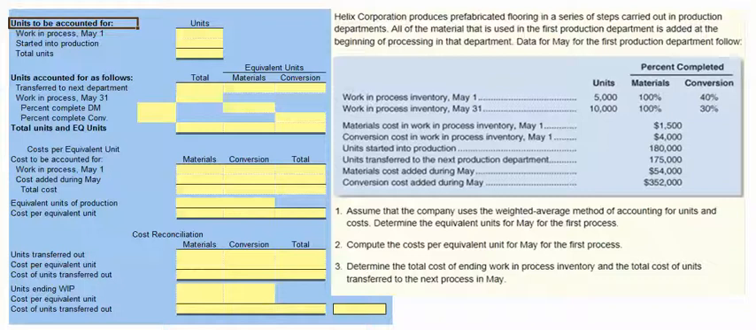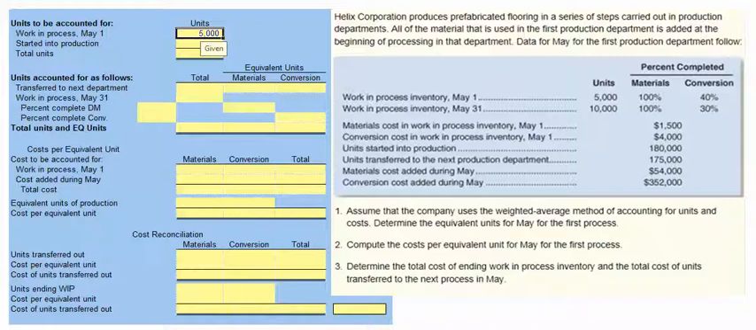We're told our beginning work in process inventory is 5,000 units. We're also told that it's 100% complete with respect to materials and 40% complete with respect to conversion cost. When we're using the weighted average method, which we're using in this problem, the percentage of completion of beginning work in process is unimportant. So let's move on.